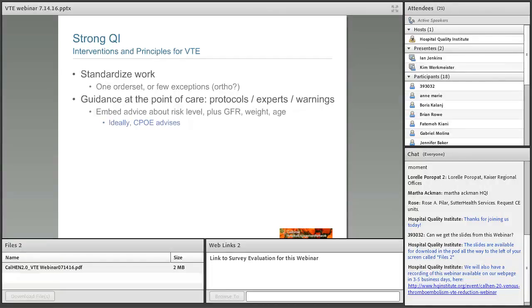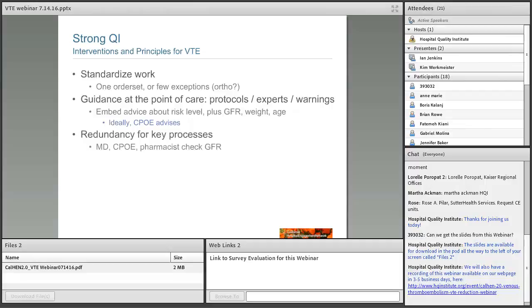A next key principle is going to be guidance at the point of care. You want to have your protocols and advice and the warnings available to the physician at the moment they are ordering the drugs or devices. It's nice to embed some of this information in the protocol, and it would be really great if the computer could actually advise the physician. So instead of just having a menu of choices, and let's say enoxaparin 40 milligrams is one of them, the computer could know the patient has chronic kidney disease and suggest a lower dose or the use of unfractionated heparin, which would be safer for that individual person.